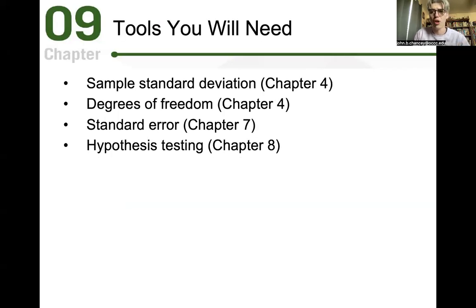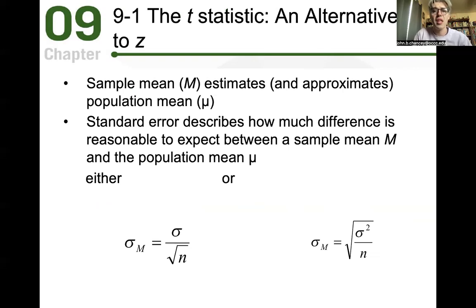Some of the information or tools that you'll be using from previous chapters: sample standard deviation from chapter 4, degrees of freedom from chapter 4, standard error from chapter 7, and hypothesis testing from chapter 8. Really, there shouldn't be a lot of things that are unfamiliar in this chapter. It's just a new way of framing it, and new conditions for when we're conducting hypothesis testing. So some of the table setting stuff we're going to be talking about.